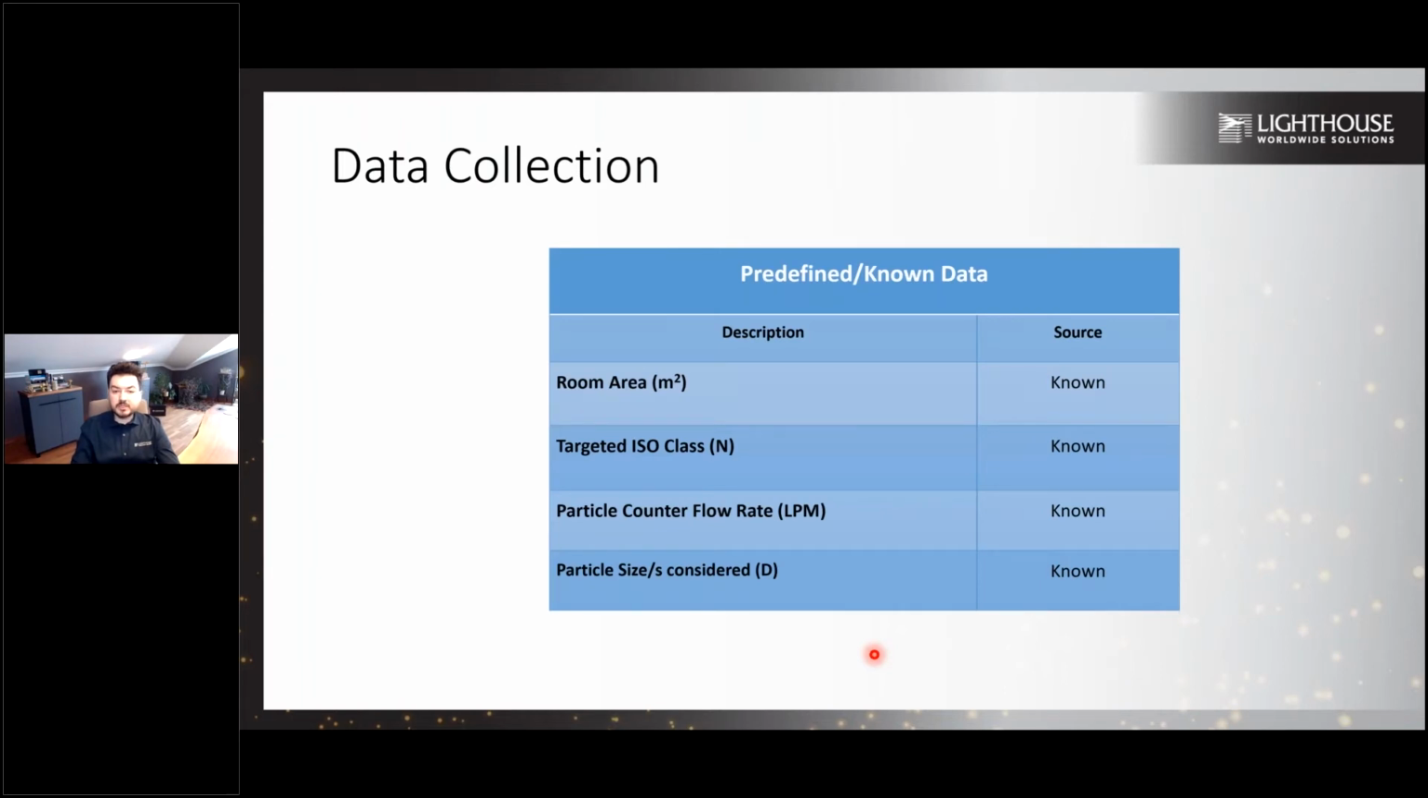So for data collection, I have been giving these examples as what we need to collect from field, how we will calculate or check from the tables, and how we will pursue this information throughout the process. Data collection: we already know the room area in square meters, targeted ISO class 5, 6, 7, and particle counter flow rate as liters per minute. And what will be the targeted particle size? 0.5, 1, or 5, whatever required based on your ISO or GMP expectations.